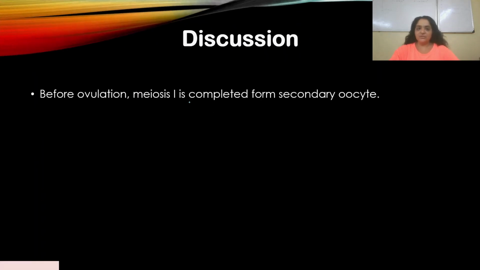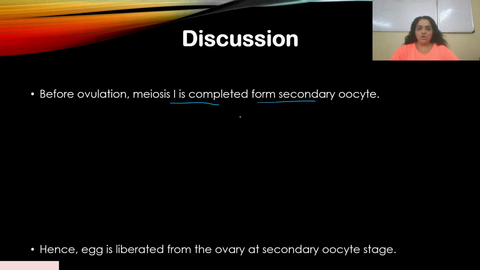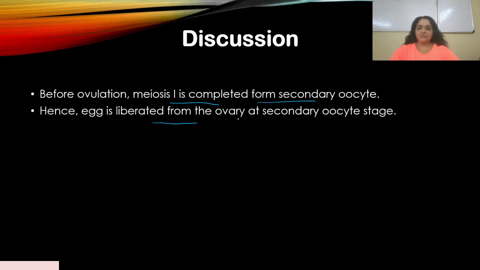So before ovulation, meiosis 1 is completed to form the secondary oocyte. Hence the egg is liberated from the ovary at the secondary oocyte stage. I have not discussed oogenesis in detail now because I've already discussed this in part 1, so please go check that video out. This answers our question. Pretty direct if you knew ovulation and oogenesis well. Okay, let's move on.